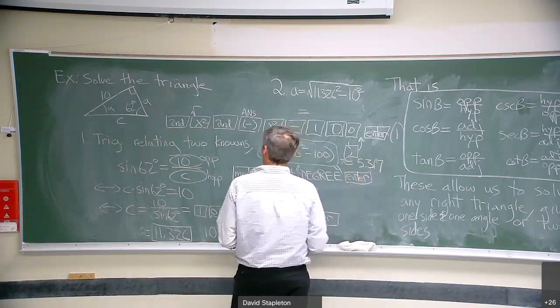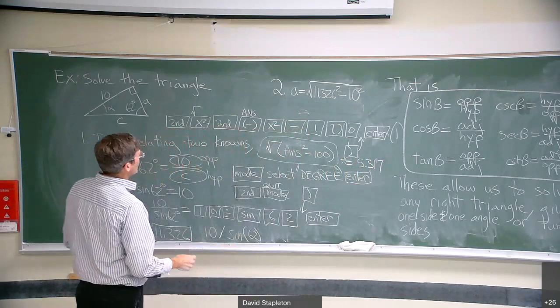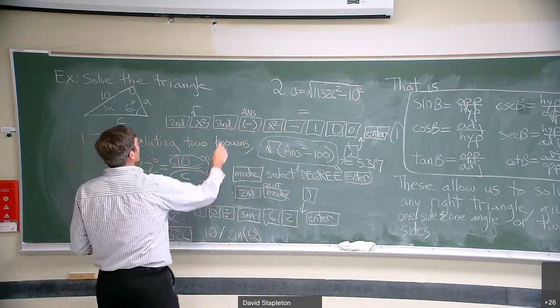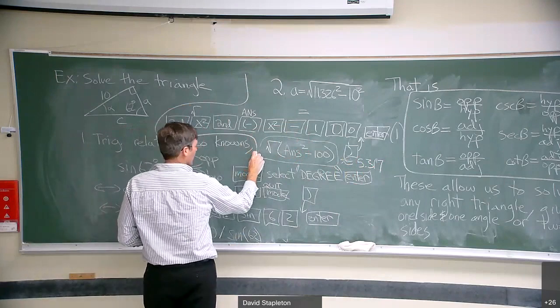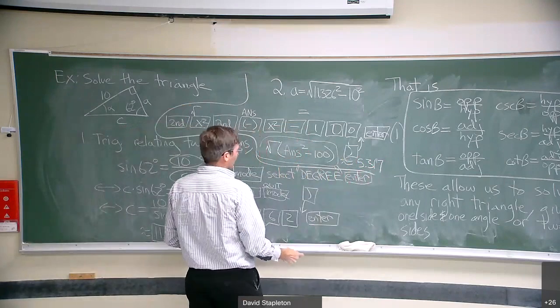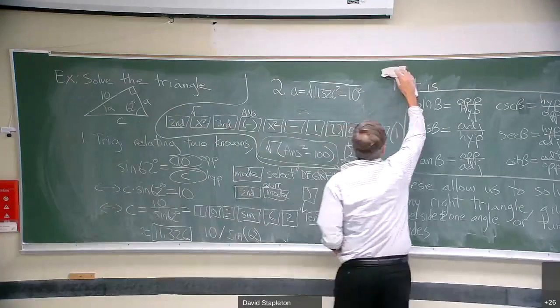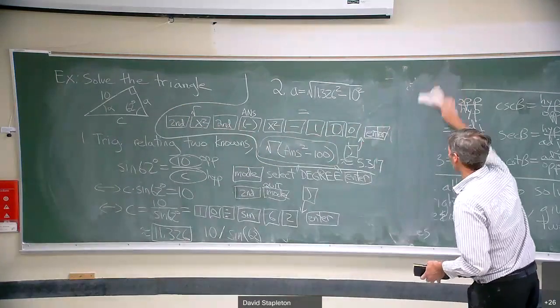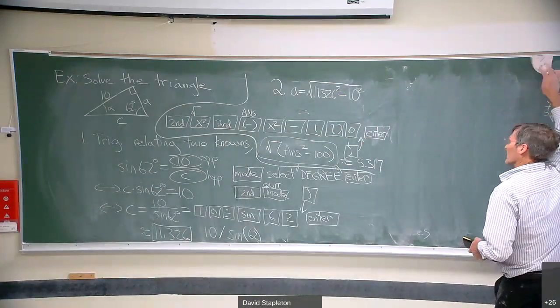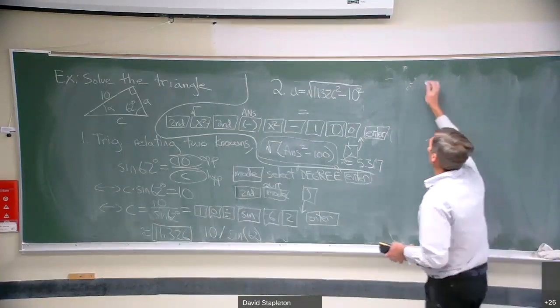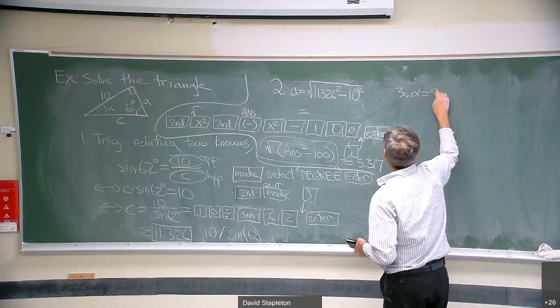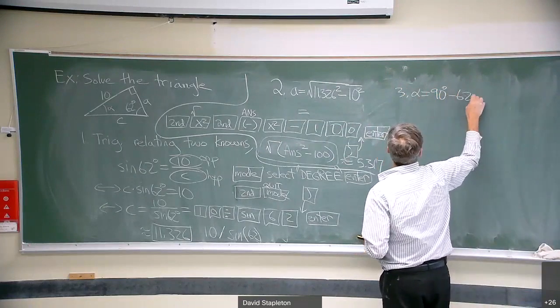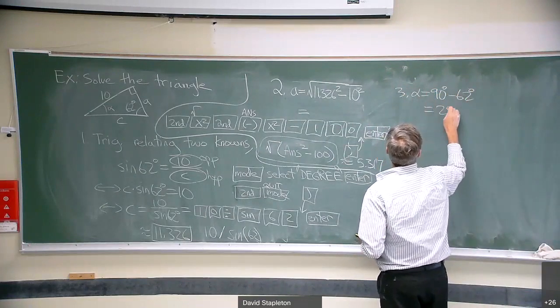Now I have all the sides, that's step 2. And then the angle is the easy part, right? And then finally step 3, you find the complementary angle. Alpha is 90 minus 62 degrees. The angle you're given is 28 degrees.